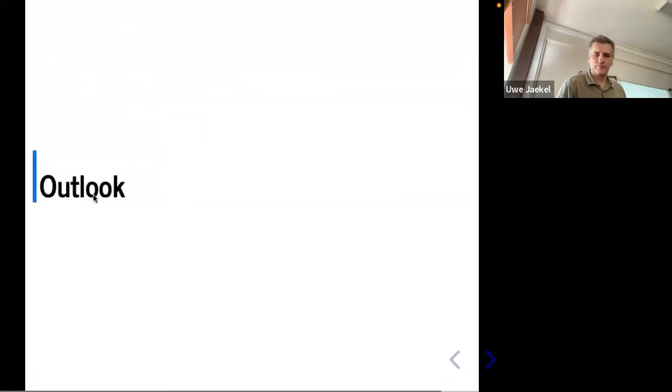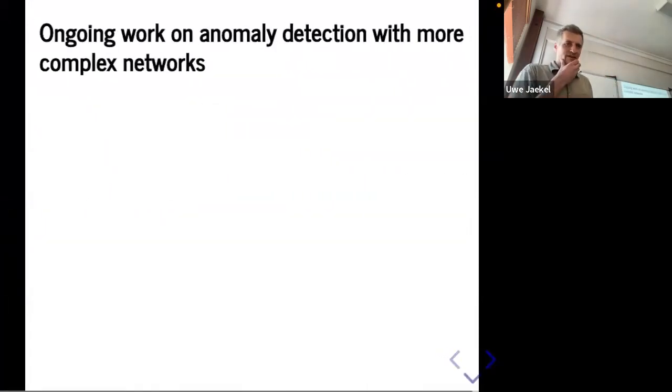So let me come to a conclusion and outlook. We got interested in this. What can we do when we modify the networks and the activation functions? And found also some other interesting applications into which I cannot go today, but I'm happy to talk about that later.